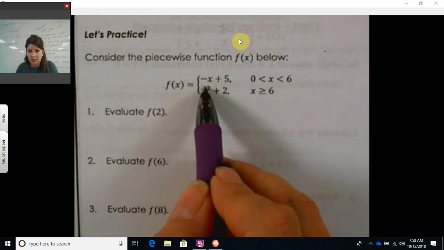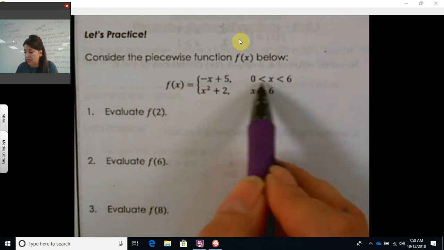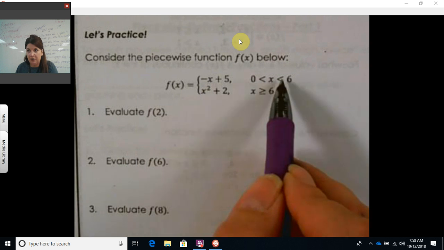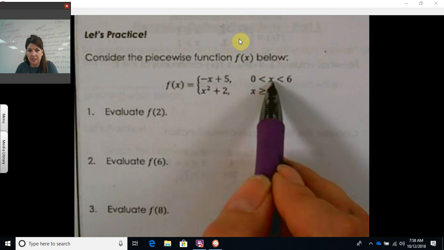Linear, so I know it's going to be a line, but it's only going to be the piece of the line that has x values between 0 and 6, not including 0, not including 6. Okay, that's what that means. Your x values are between 0 and 6.